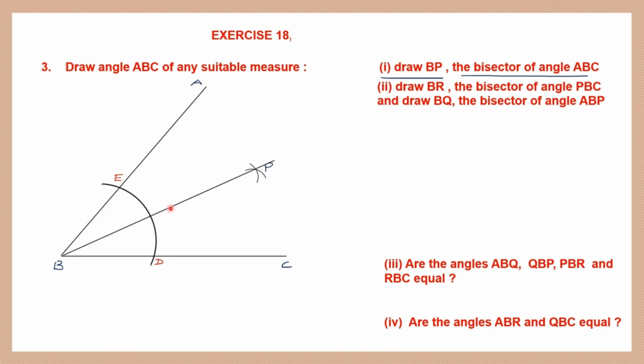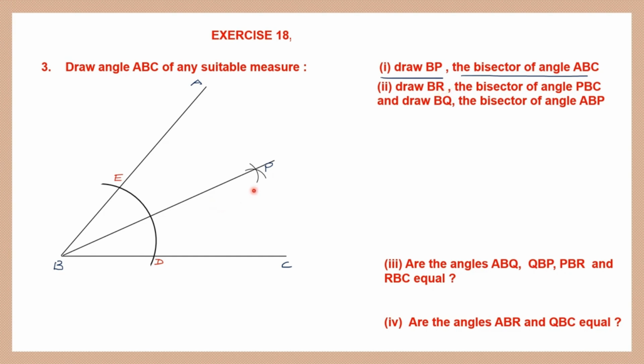That means it has divided ABC into two equal halves. One is ABP and the other one is PBC. So that is the first part, and we have finished that. Now look at question 2. Draw BR, the bisector of angle PBC. So here we have angle PBC. Now we have to draw a bisector of this angle and name it BR.